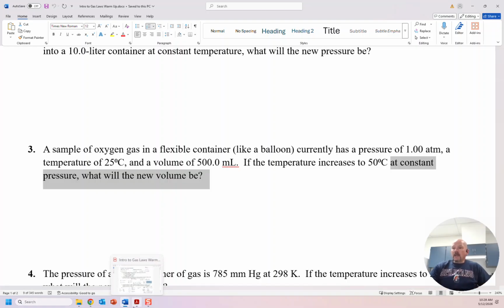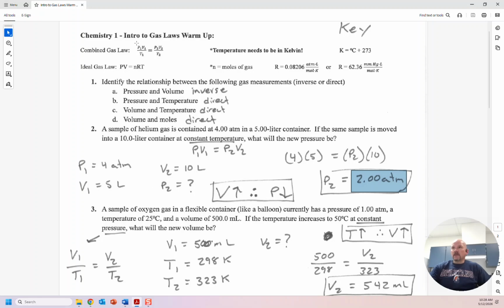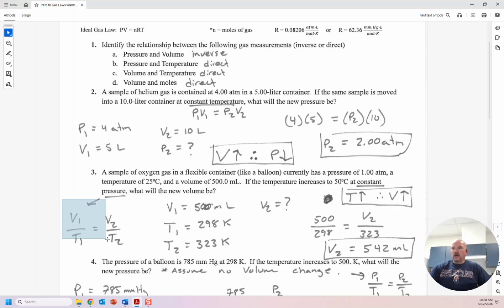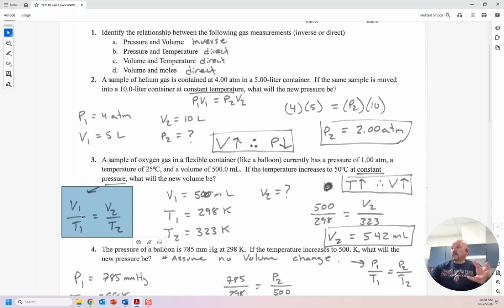Okay, so again, if we go to our combined gas law and we get rid of pressure, then the equation we use is V1 over T1 equals V2 over T2, right? So this is the gas law we're showing. Now let's understand this is a direct relationship, whereas this is an inverse relationship. So we have a direct relationship here. So what happened to the temperature?